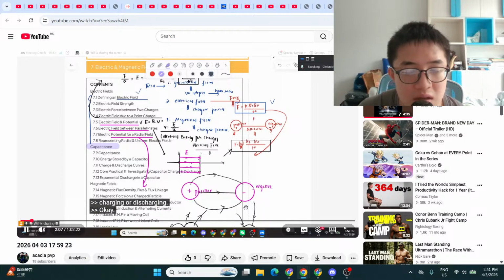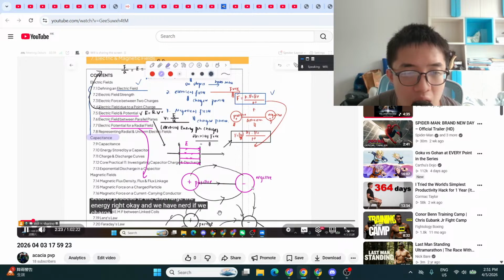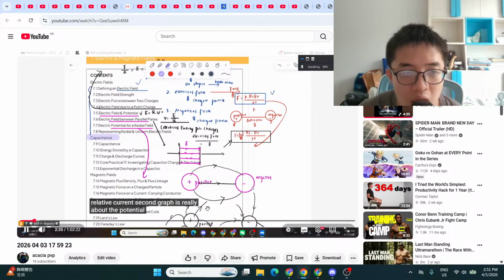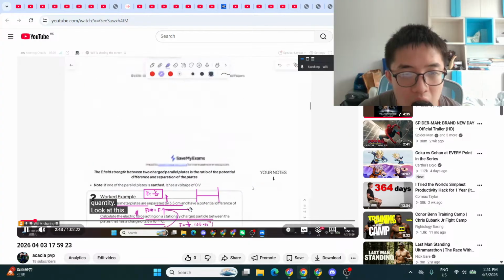Charging or discharging. You just mentioned that there are two processes, right? The first process is to charge the capacitor, and the second process is to discharge the energy. If we are charging or discharging, then we have three different graphs, right? The first graph is related to the current. The second graph is related to the potential difference. The third one is related to the charge quantity. Look at this.